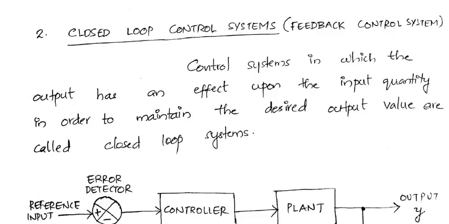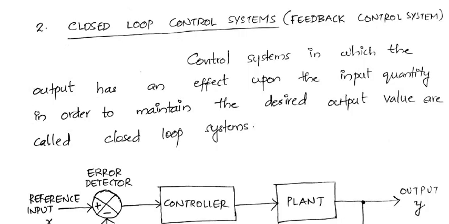So in this type of system, the output quantity will be having an effect on the input quantity, because we are taking a portion of the output and we are feeding it back to the input side. So definitely the output signal will be having an effect on the input quantity. So in this way we can maintain the output at a desired value. So such systems are known as closed loop control systems.